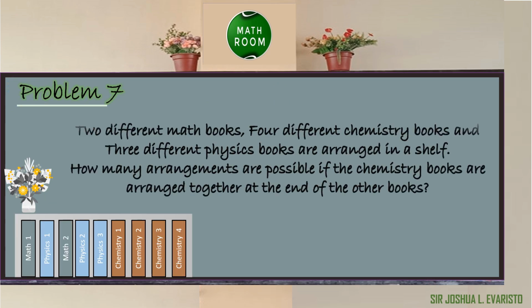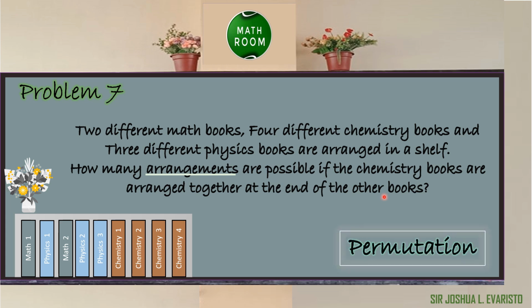Problem number 7. 2 different math books, 4 different chemistry books, and 3 different physics books are arranged in a shelf. How many arrangements are possible if the chemistry books are arranged together at the end of the other books? The keyword used in this problem is arrangements, which means order matters. Thus, this is a permutation question. To solve this, we must visualize the problem first.